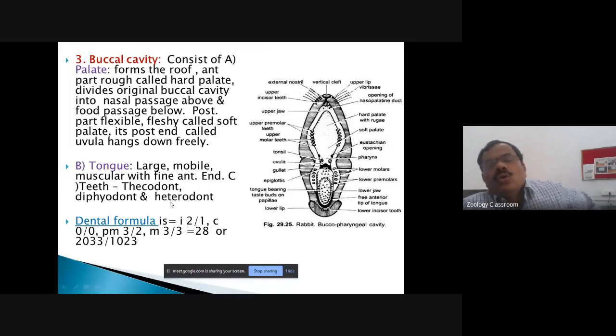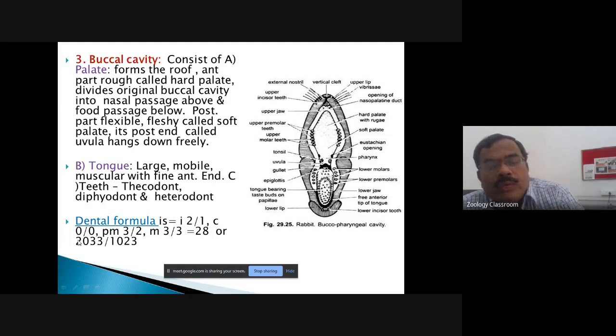When you count the total teeth, for example, this number 2, then this number 0, number 3 premolar and 3 molar. So here 2, 0, 3, 3 on the upper half. Then on the lower half, that is 1, 0, 2 and 3. So these are the teeth which are present in the half portion of the jawbone.